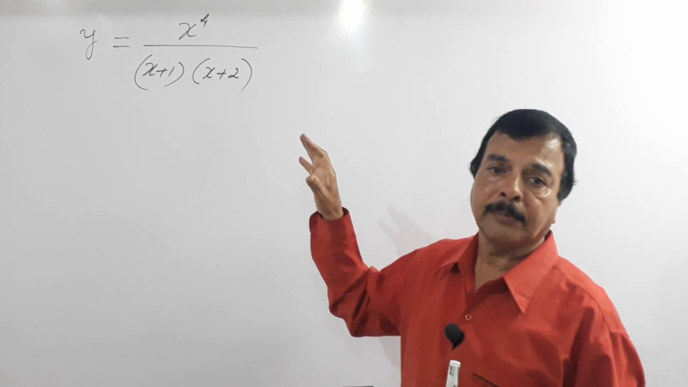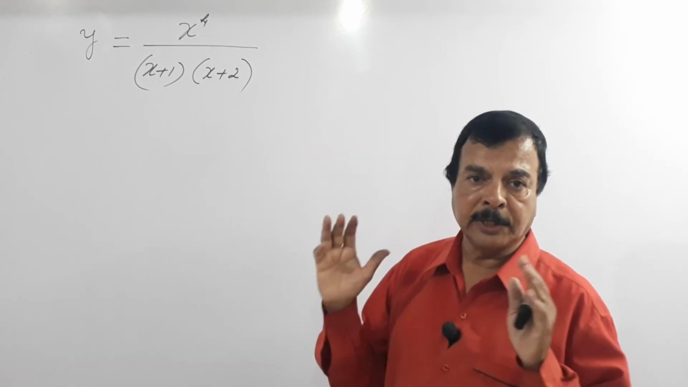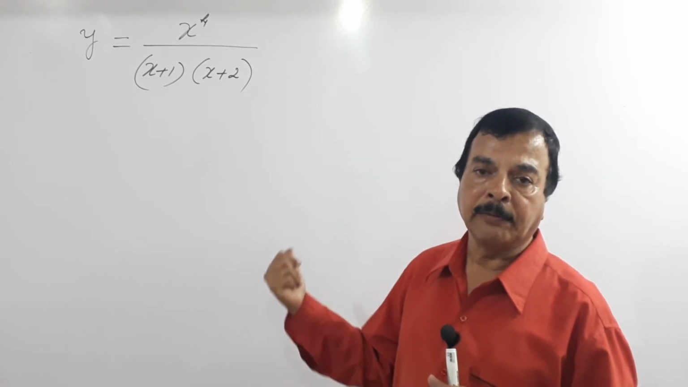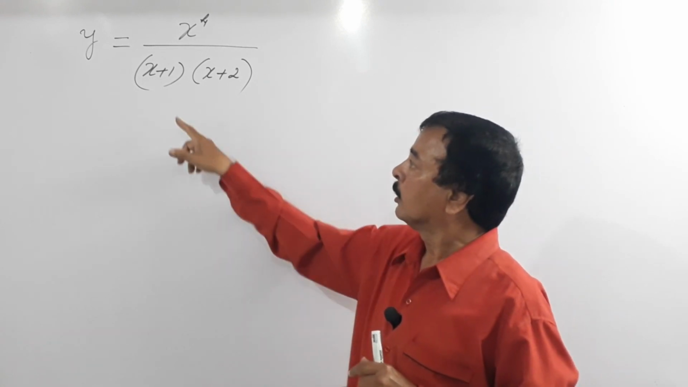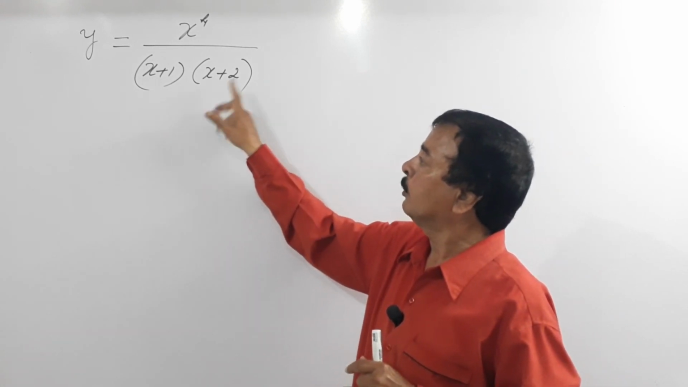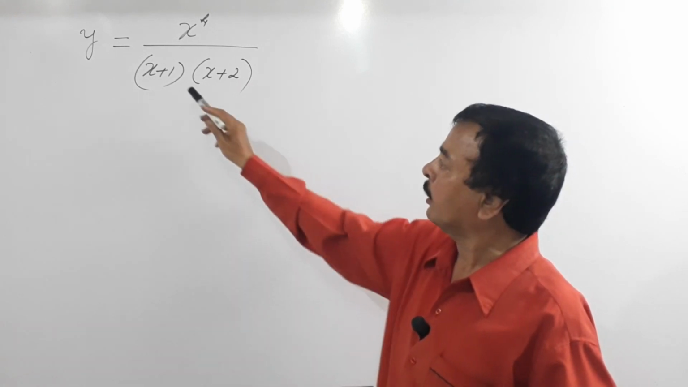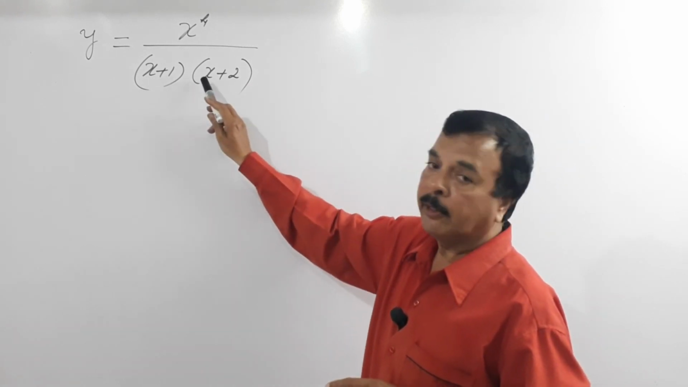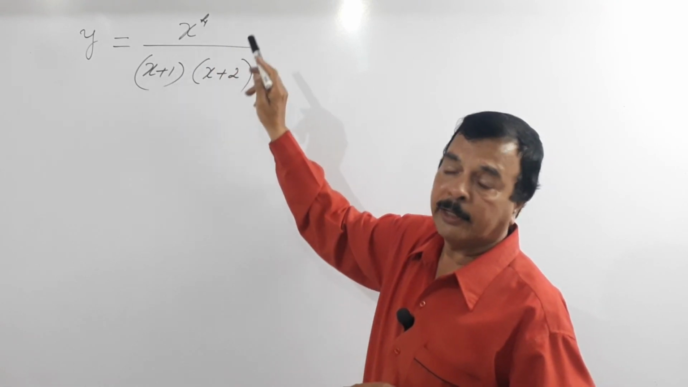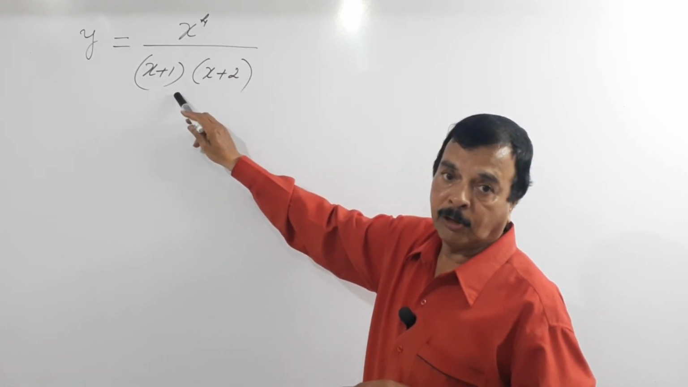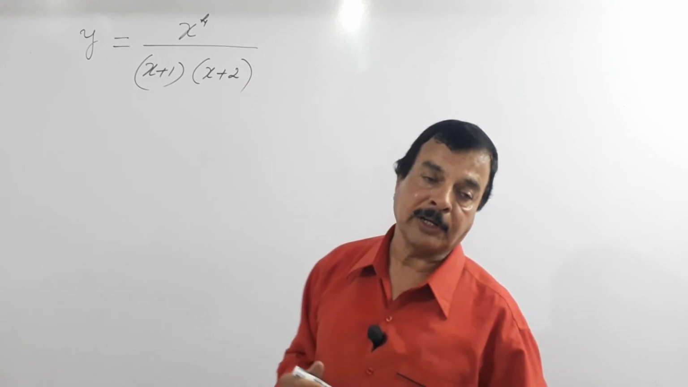Let us work out this problem in the same pattern as we did in the previous problem. So here we have x to the power of 4 divided by x plus 1 into x plus 2. If you factorize this, the degree of the denominator will be x square. So since the degree of numerator is higher than degree of denominator, it is an improper fraction.